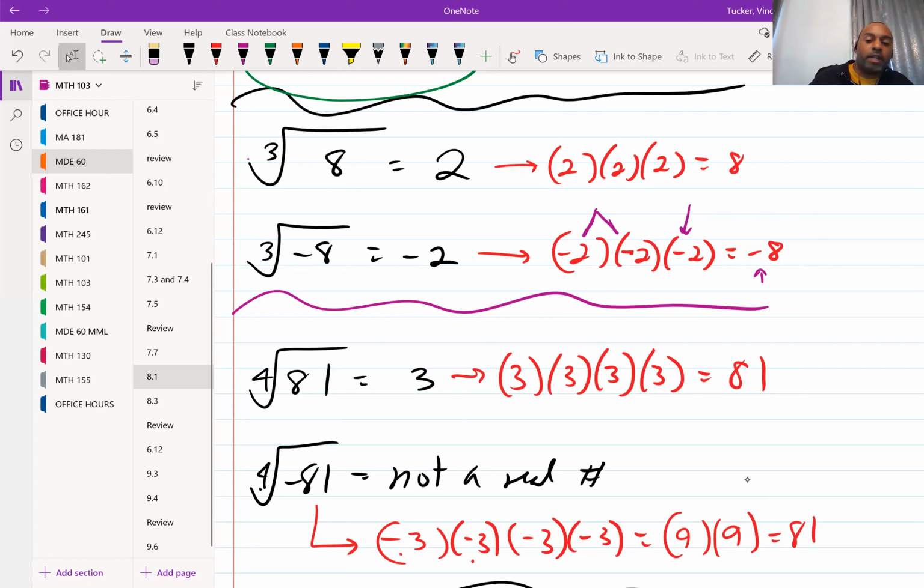There is not one. When you look at the fourth power of negative 3, those negatives will cancel and leave you a positive 9, positive 9, which will be a positive 81. So you always got to make sure you're paying attention to the fact that you have an even root versus an odd root. If you have an even root, then you can't take the even root of a negative. But if you have an odd root, you can take the odd root of a negative. Any questions?